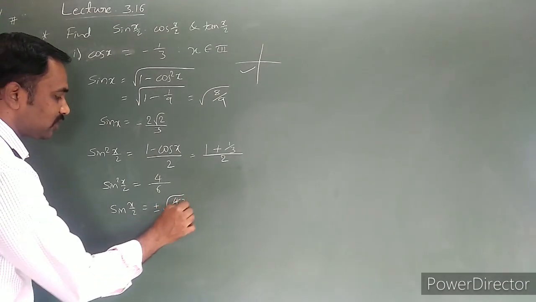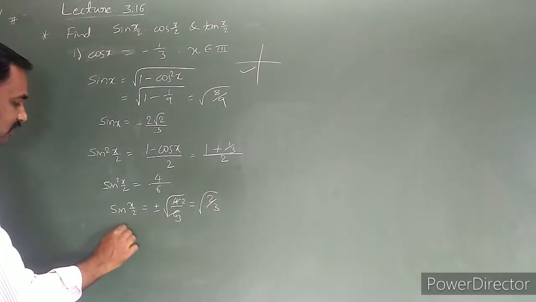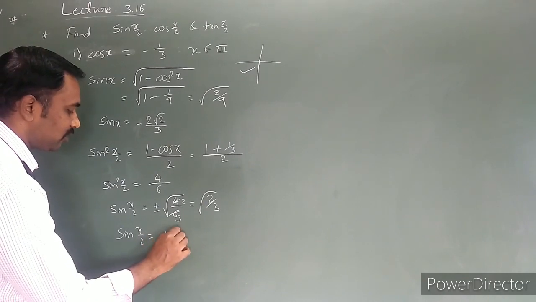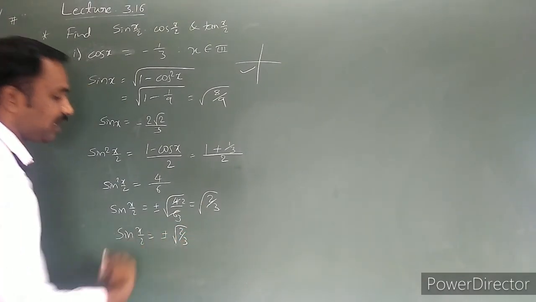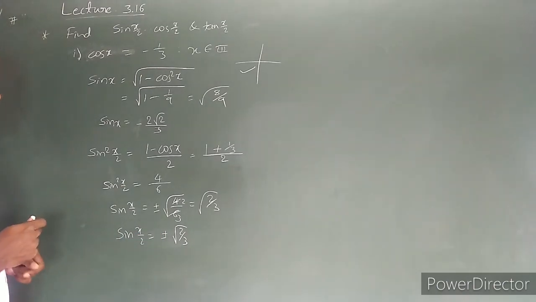Here we can cancel, 2 by 2 is 1, 3 is 3. So root of 2 divided by 3. So this is the sine of x by 2. What is the sine of x by 2? Sine x by 2 is equal to plus or minus root 2 divided by 3. But we need to consider the positive value or negative value.